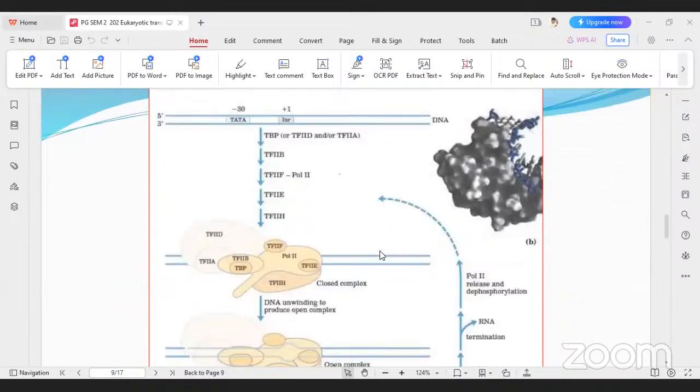Are you able to see this diagram? Yes, sir. Right. What is this? This part. This is RNA polymerase 2. Remember, RNA polymerase 2.